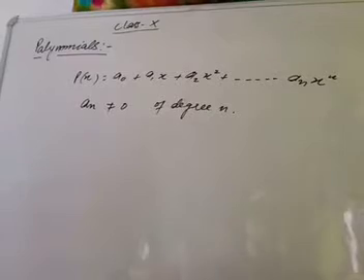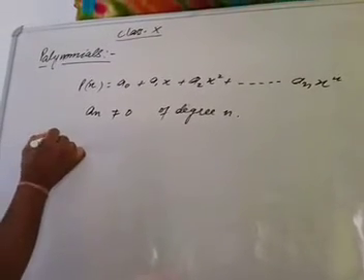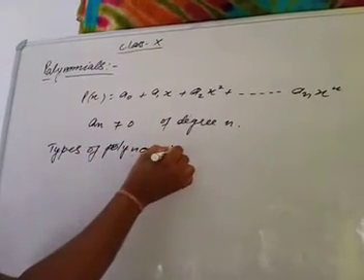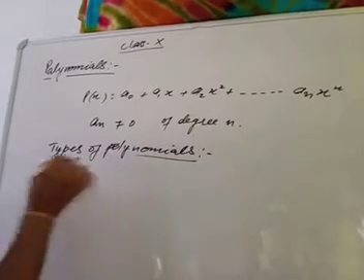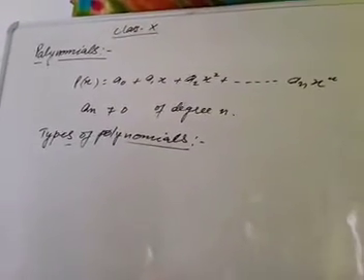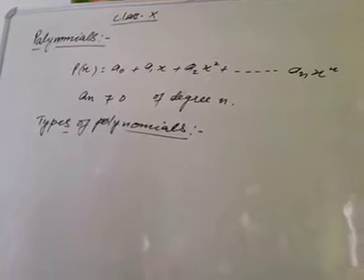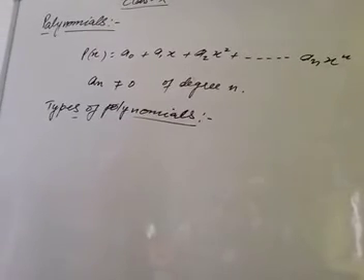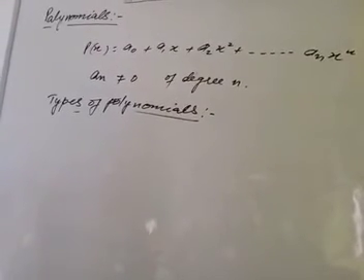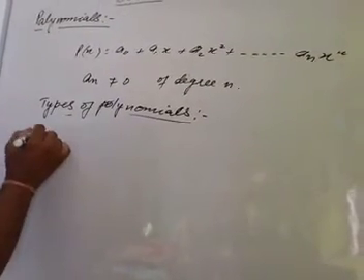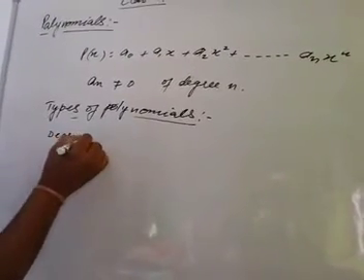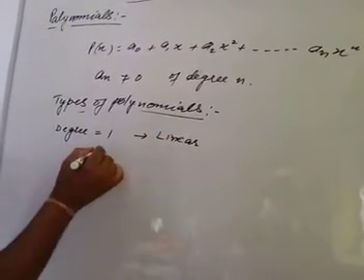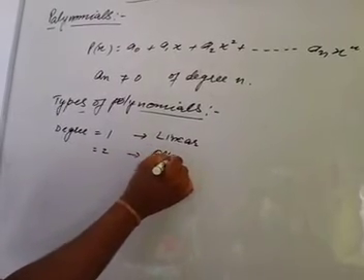After that, you will read about the types of polynomials. There are two types of polynomials, one based on terms and one based on degree. But in this class, we will read about polynomials based on degree only, because on the basis of terms you have studied in class 9th already. So if degree is 1, then the polynomial is linear. If degree is 2, then the polynomial is quadratic.